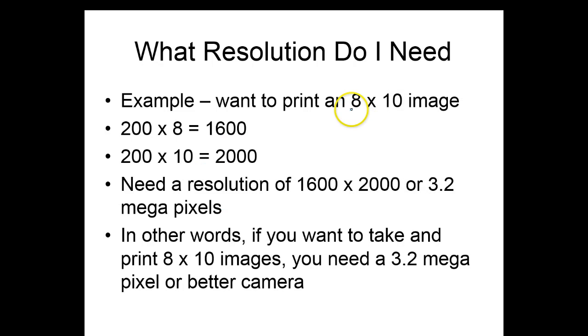If I want an 8 by 10, which is a very typical frame size, again 200 pixels per inch, 8 inches wide, that's 1,600 pixels on the horizontal. 200 times 10 inches tall, that's 2,000 pixels on the vertical. Multiply those together and I get 3.2 megapixels. So that means with an old camera you can probably get at a garage sale for a quarter, that's 3.2 megapixels, you can get a very, very nice 8 by 10 image.